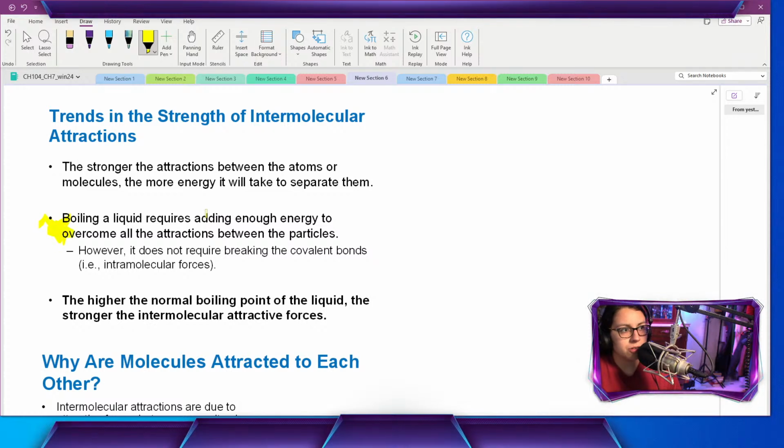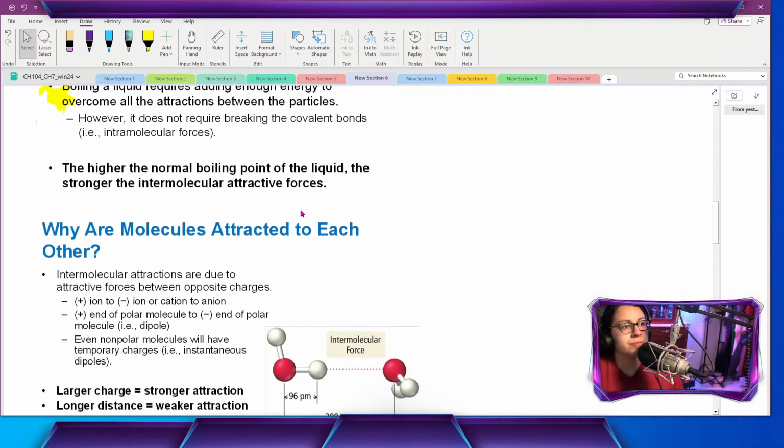So I'm just starting this part where it says we're not breaking covalent bonds. And many people get this terminology wrong. That's why I'm really pointing it out. And then we will look at this trend. So the higher the normal boiling point, the stronger the intermolecular forces.